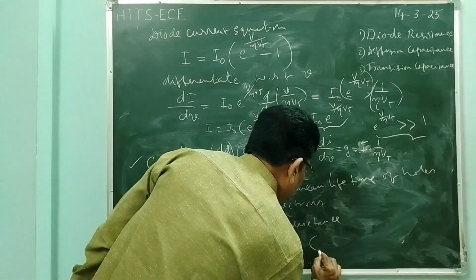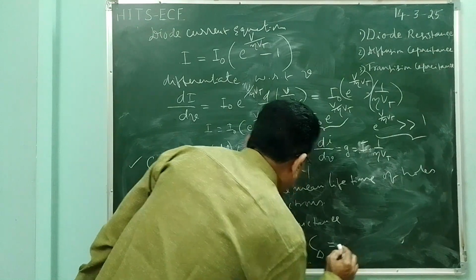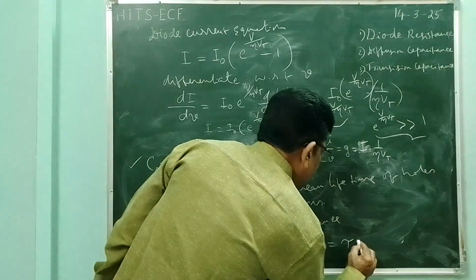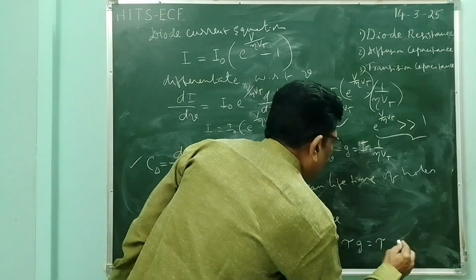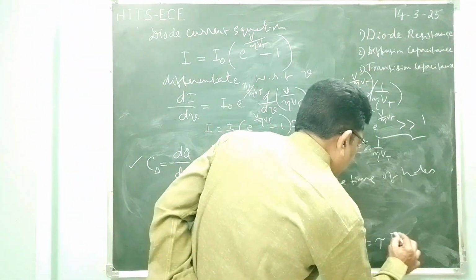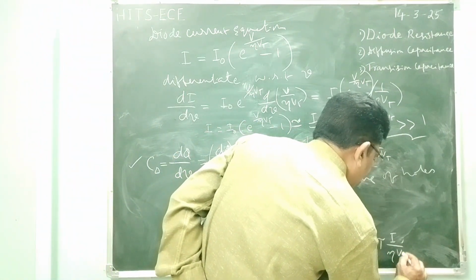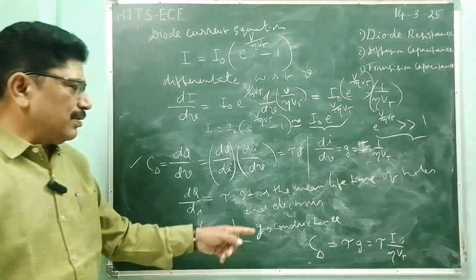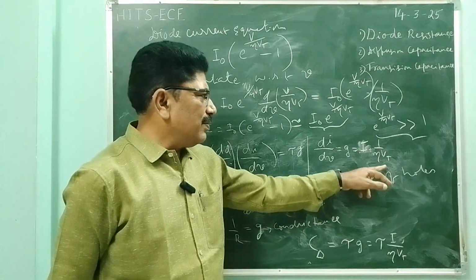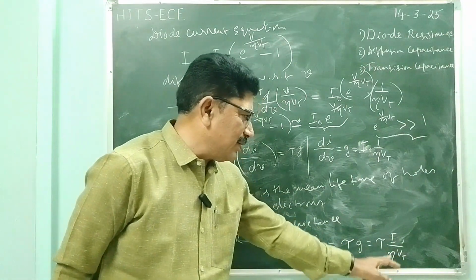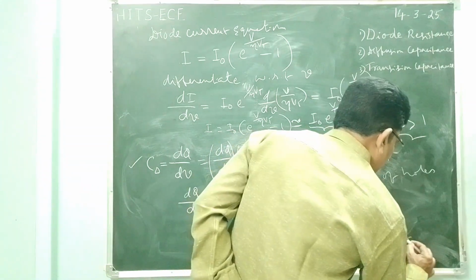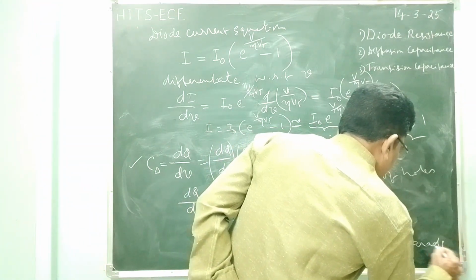CD, that is the diffusion capacitance, is equal to tau into G, where G is equal to I into 1 by eta Vt. I have written it as I by eta Vt, so tau into I by eta Vt is CD. This capacitance is measured in farads.